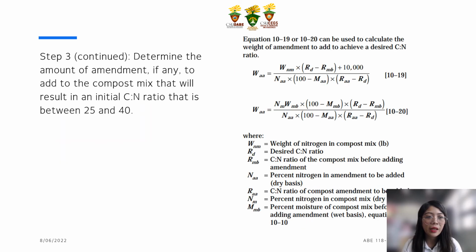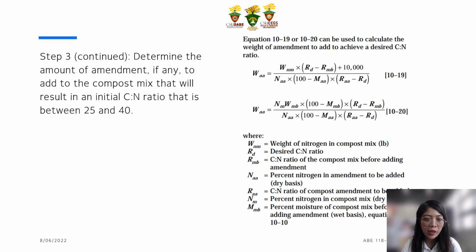So if the CN ratio calculated in step 3 is less than 25 or more than 40, the type of amendment to add to the compost mix must be determined. For a compost mix that has a CN ratio below 25, an amendment should be added that has a CN ratio higher than the desired CN. So for a compost mix that has a CN ratio of more than 40, an amendment must be added that has a CN ratio less than the desired CN ratio.